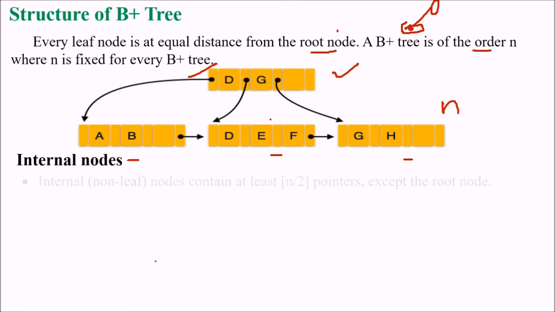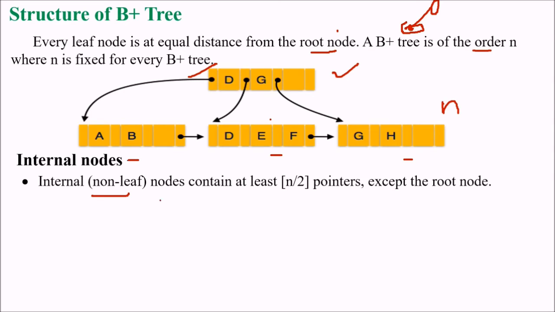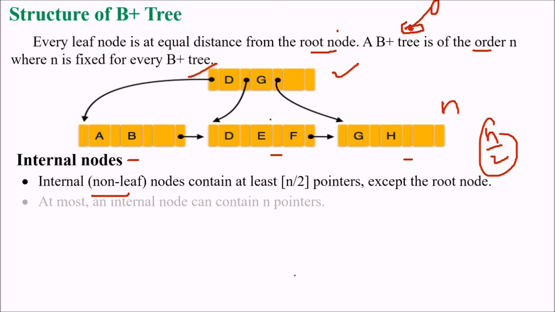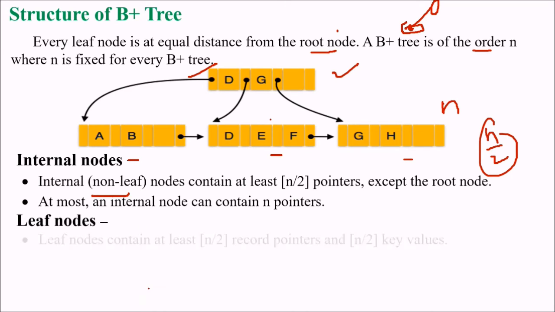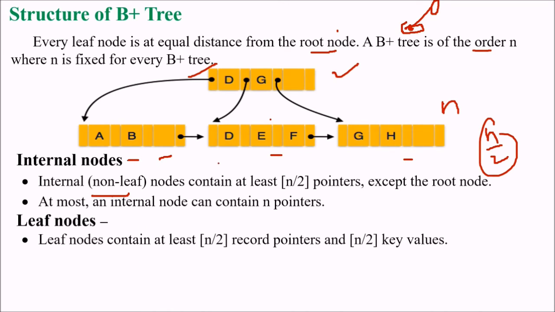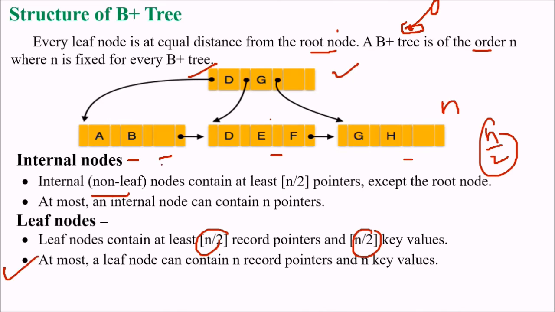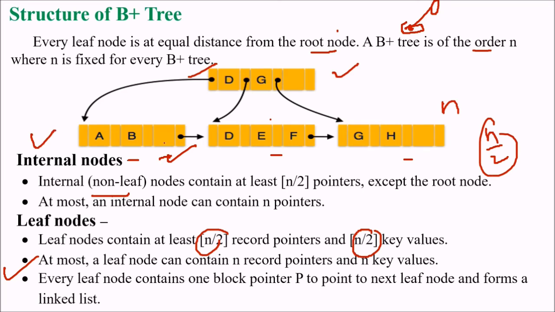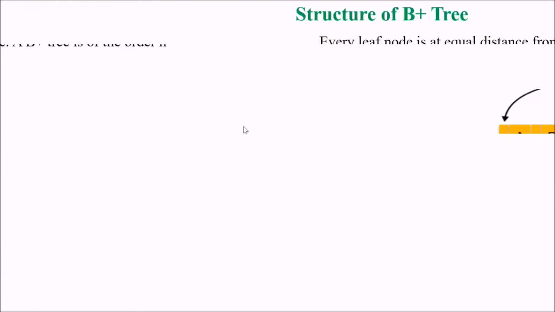The internal nodes, which are not leaves, contain at least n by 2 pointers, except the root node, and at most an internal node can contain n pointers. The leaf nodes, on the other hand, contain at least n by 2 record pointers and n by 2 key values. At most, a leaf node can contain n record pointers and n key values, and every leaf node contains one block pointer p to point to the next leaf node and forms a linked list.